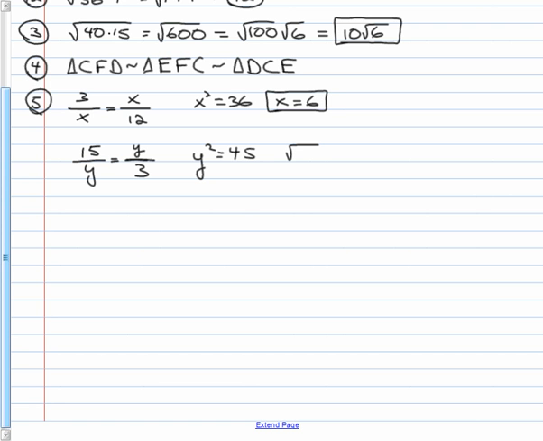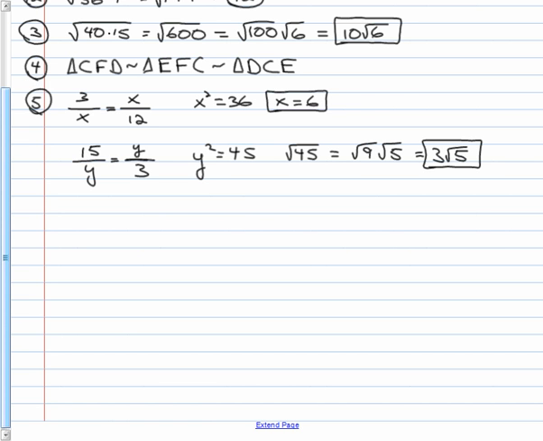The square root of 45 is not an integer. What perfect square goes into it? 9. 9 times what? 5. Square root of 9 times square root of 5. 9 times 5 is 45, and the square root of 9 is 3, so we get 3 square roots of 5.